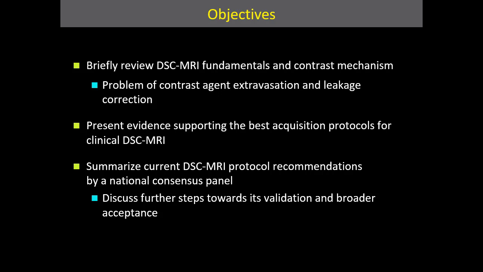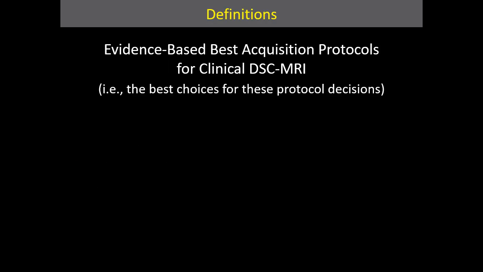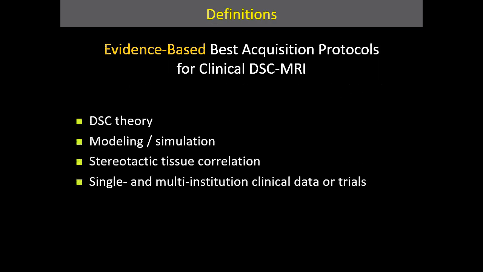And so after briefly reviewing DSC MRI fundamentals and contrast mechanism, including the problem of contrast agent extravasation and leakage correction, I'll present evidence supporting the best acquisition protocols for clinical DSC, and I'll summarize current DSC protocol recommendations by a national consensus panel and discuss further steps toward its validation and broader acceptance. So as far as evidence is concerned, I'll provide DSC theory, modeling and simulation, stereotactic tissue correlation, and some clinical data.